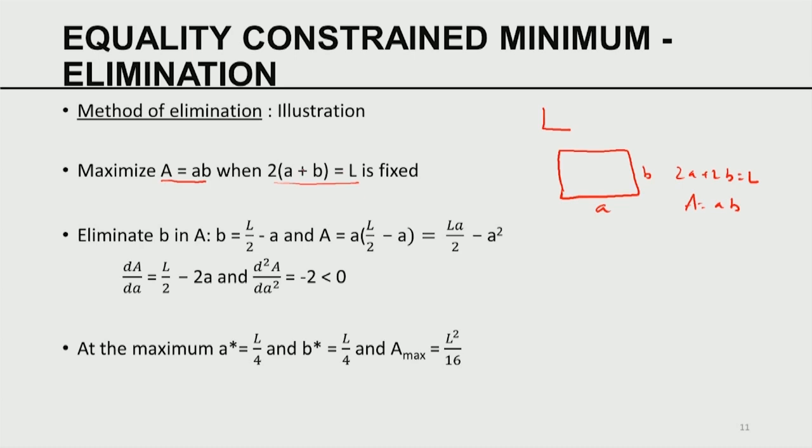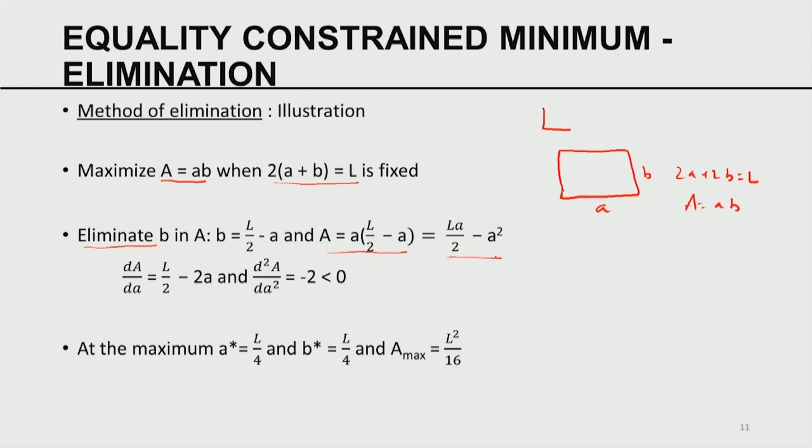What is the simple way? I am sure every one of us, you could not have gotten your BS degree until you have solved this problem once in your life. I am sure every one of us has solved it. So, what is it that we do? We first eliminate B. From this constraint, you can simply say B is equal to L by 2 minus A. So, if you substitute B in the area, the area becomes this.